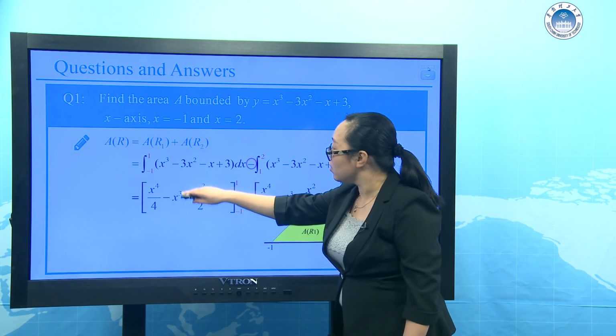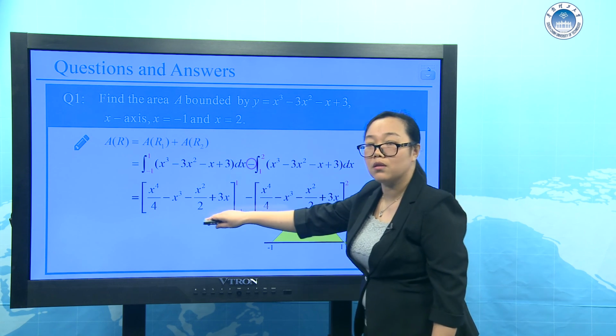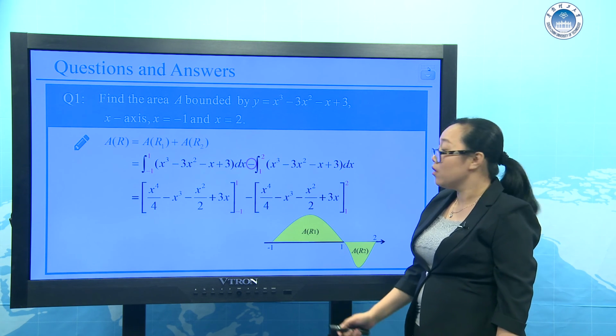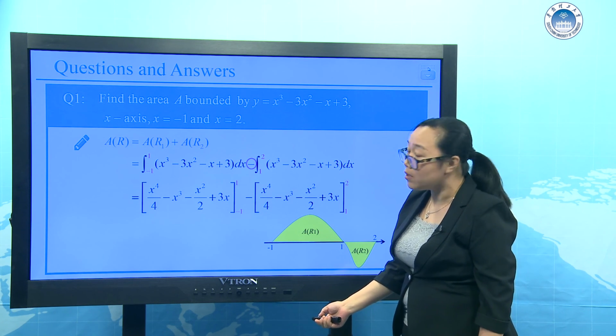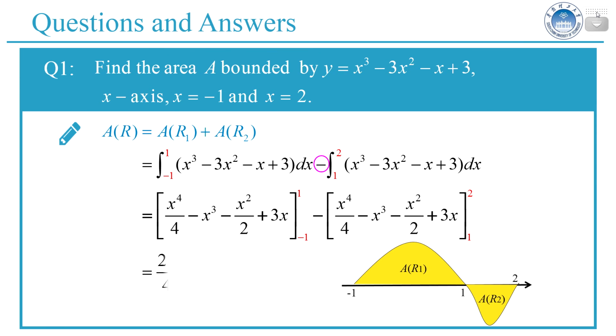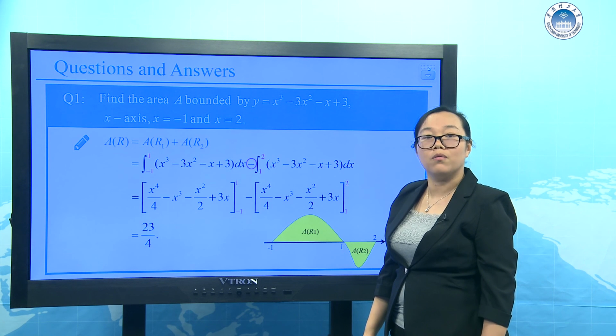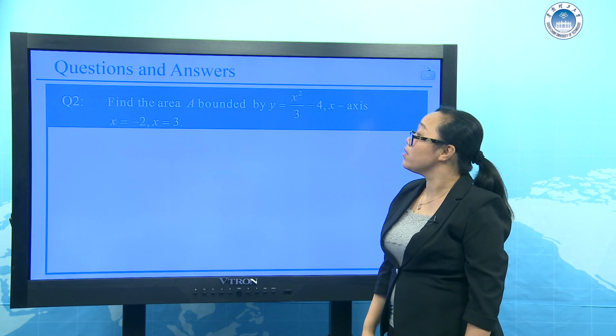Compute the first term, we get the original function; the second is similar. So the final result, by the polynomial's definite integral, equals 23/4. So the question is solved. Now look at the final question. Look at question 2.